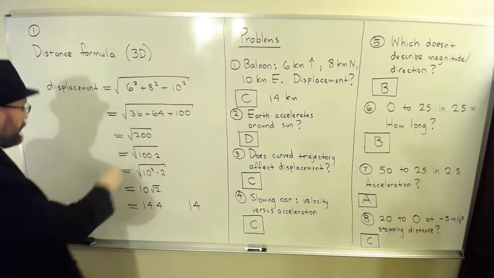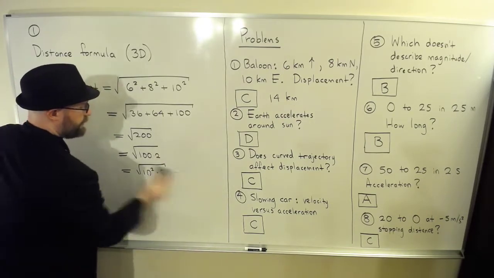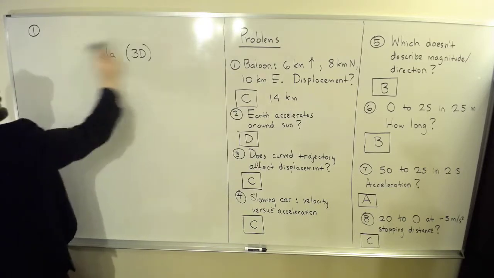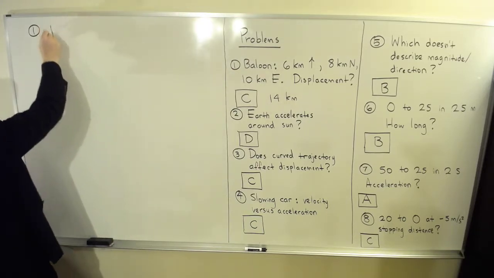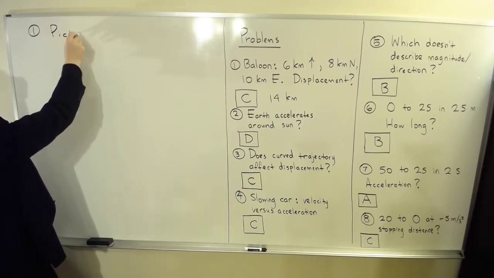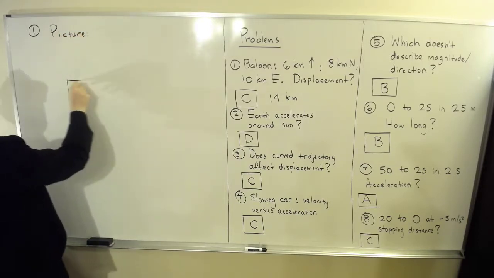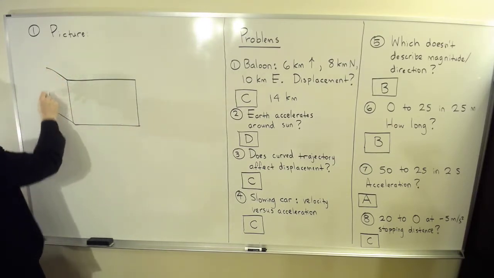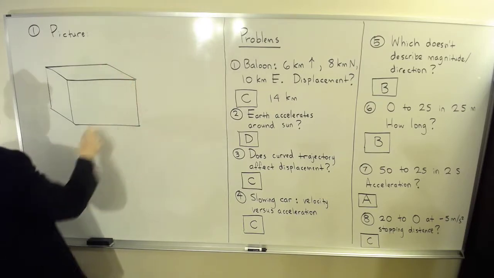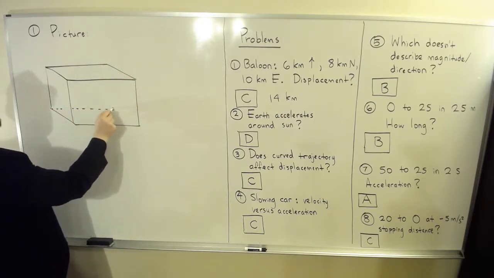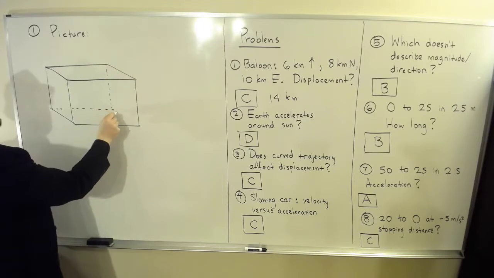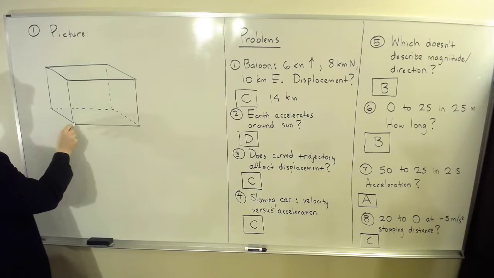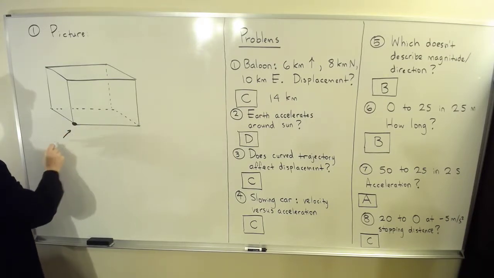Now, if you don't know that algebraic distance formula, you could still figure out the problem by drawing a picture. And they have a picture of this in the back of the book. So you could draw a picture, and what you would draw is a box. Well, it's not really a box, it's a rectangular solid, and so this represents the starting point for the balloon.